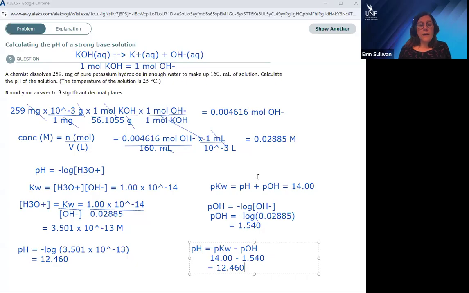So one of those may be easier for you than the other. You either use the Kw expression to convert concentration of hydroxide to concentration of hydronium and then calculate pH directly from that. That's method 1. Or method 2, you're going to take your concentration of hydroxide, calculate pOH, and then use pKw to calculate pH from pOH. Both methods are exactly equivalent. They're going to get you the same answer.